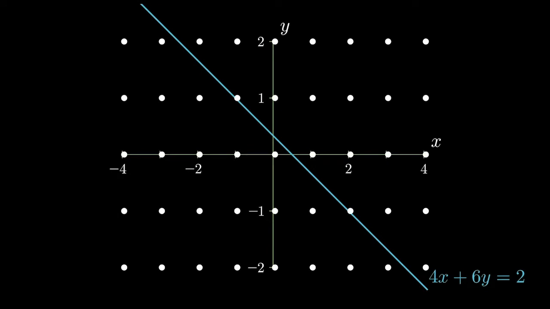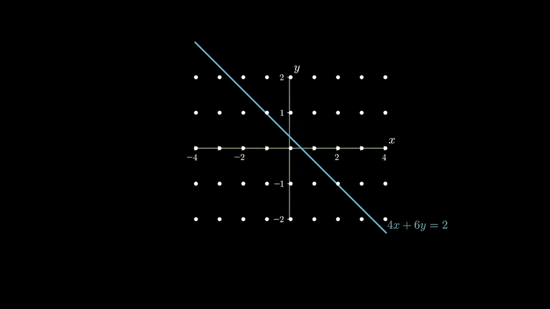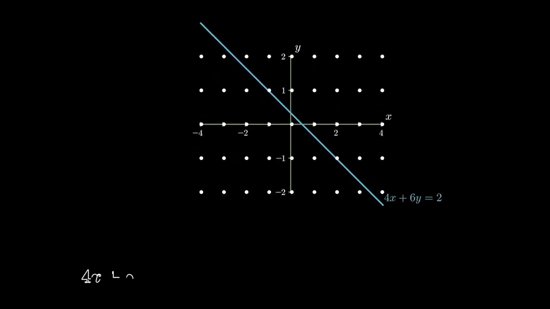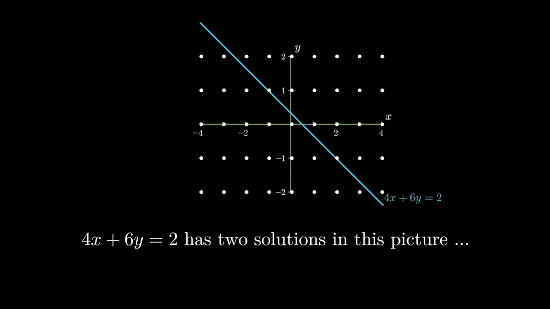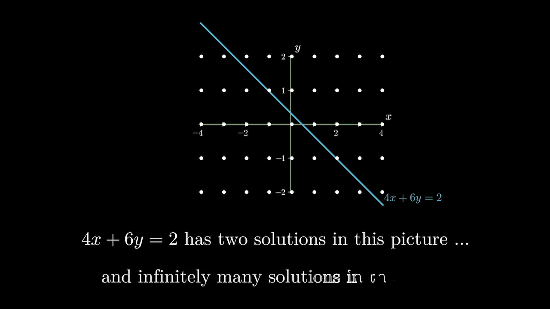Okay, what if we replace the 1 with a 2? And consider the equation 4x plus 6y equals 2. It turns out that this equation does have solutions. Today, we're going to show how to find all of the integer solutions to this equation.